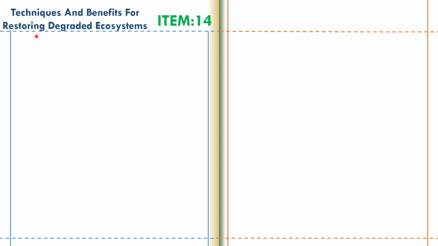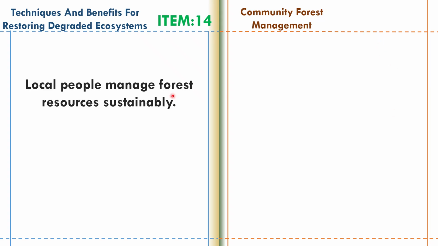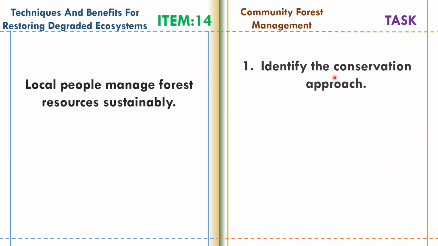Techniques and benefits for restoring degraded ecosystems, item 14. We are going to look at community forest management. Local people manage forest resources sustainably. Task: identify the conservation approach. State 2 long-term benefits.